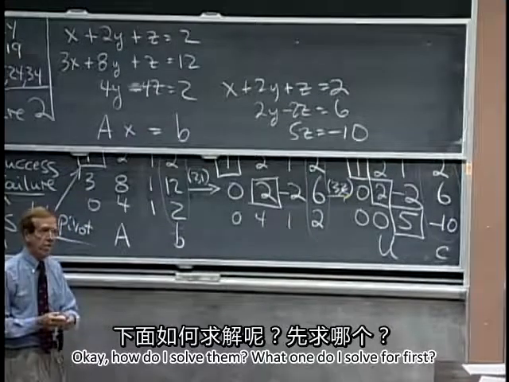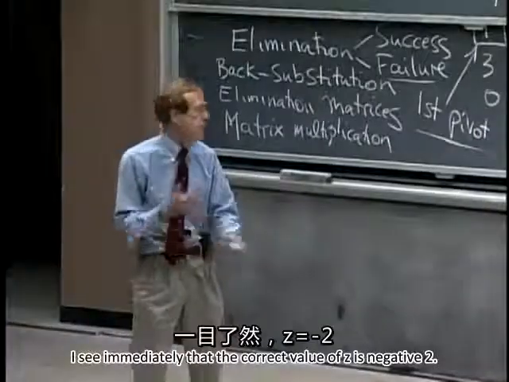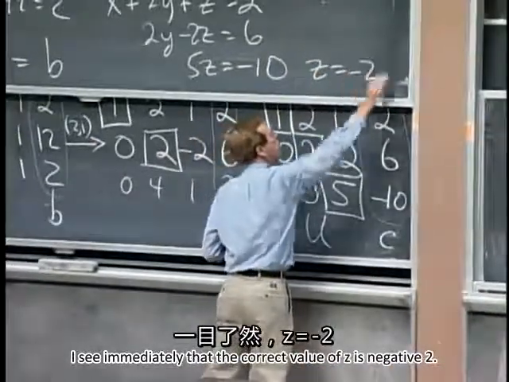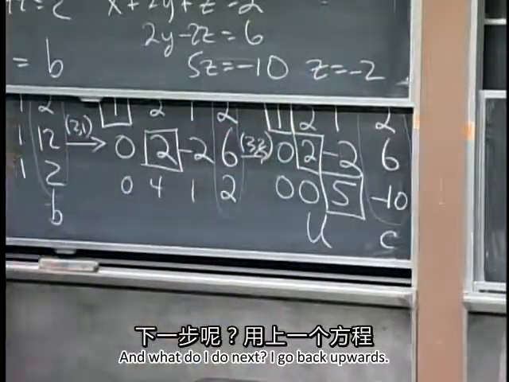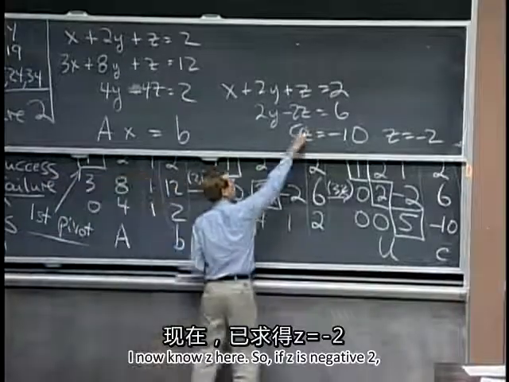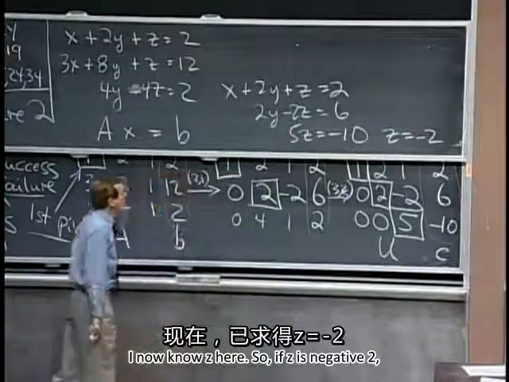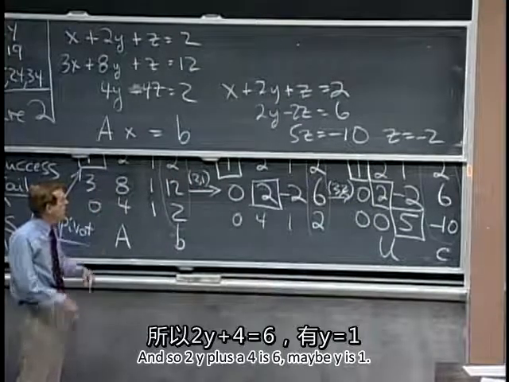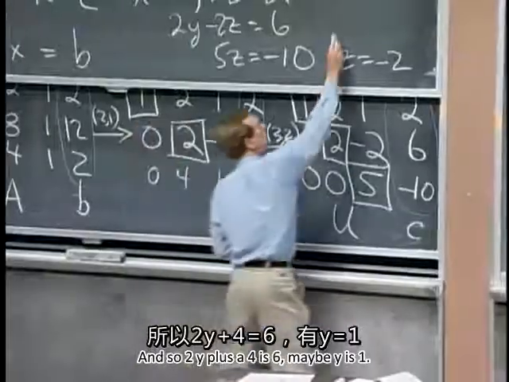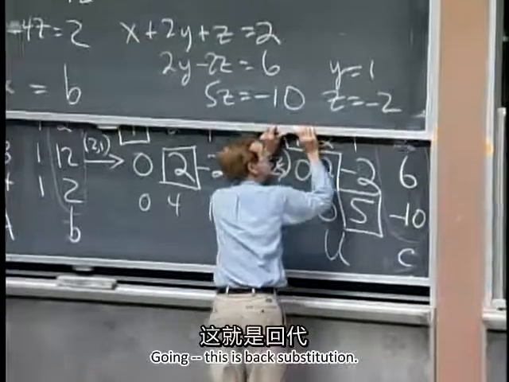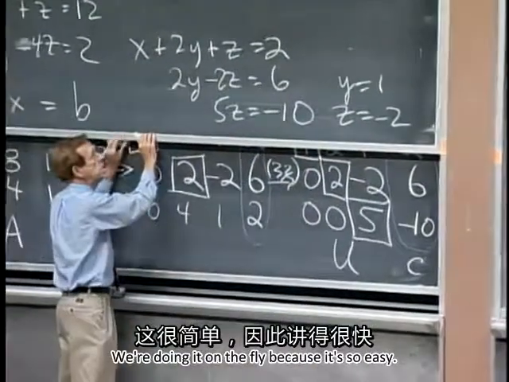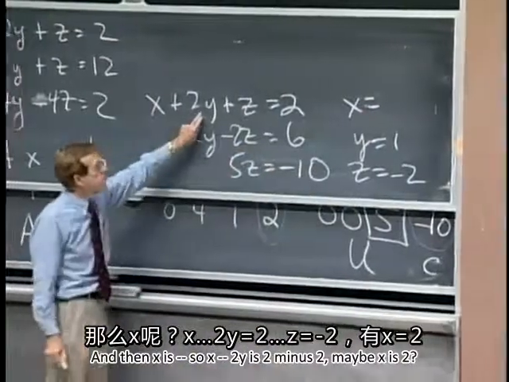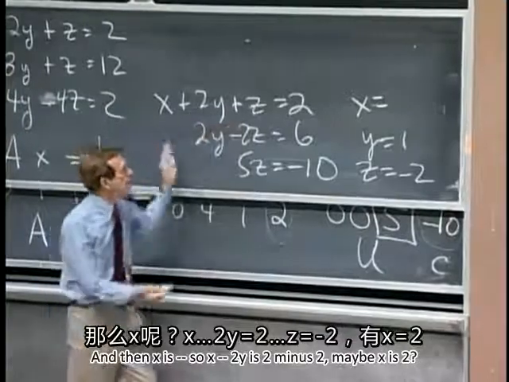What one do I solve for first? Z. I see immediately that the correct value of z is -2. And what do I do next? I go back upwards. I now know z here. So if z is -2, that's 4 there. Is that right? And so 2y plus the 4 is 6. Maybe y is 1. This is back substitution. We're doing it on the fly because it's so easy. And then x, 2y's is 2, minus 2. Maybe x is 2.